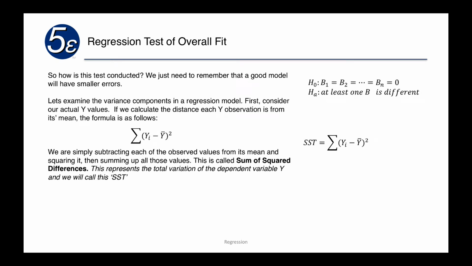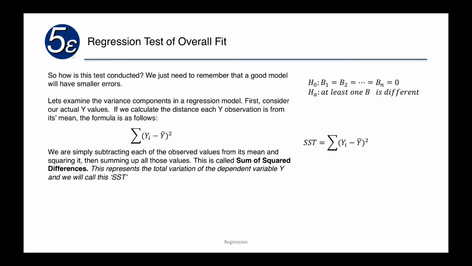We need to remember that a good model will have smaller errors. So we're going to examine the variance component in the regression model. First, we consider our actual y values, and we calculate the distance of each observation from its mean. The formula is as follows: we have the sum of each of the individual y observations minus the mean of all the y observations, squared. We add them all together. We're simply subtracting the mean from each of the observed values, squaring it, and summing those values. This is called the sum of the squared differences.